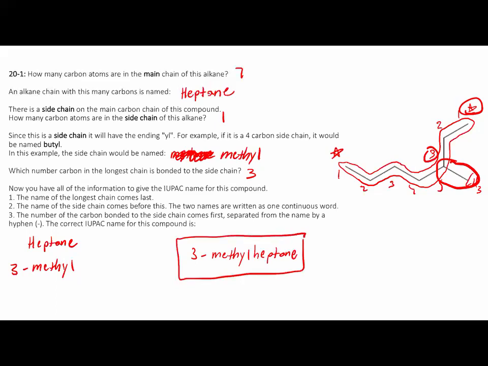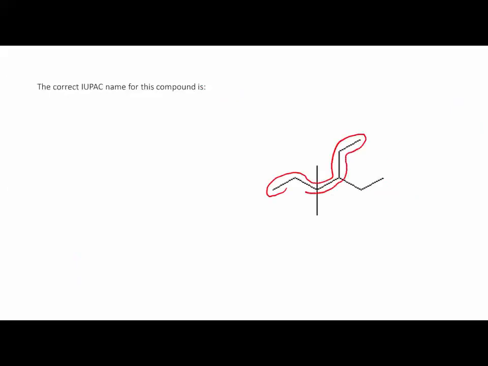Pretty easy. Okay, so let's try another example. For this, first we've got to find the longest carbon chain and then name it. If you look, the longest carbon chain is here, and that is 1, 2, 3, 4, 5, 6 carbons. So hexane is the base name. You could have also gone here. It does not matter. You would have the same answer.